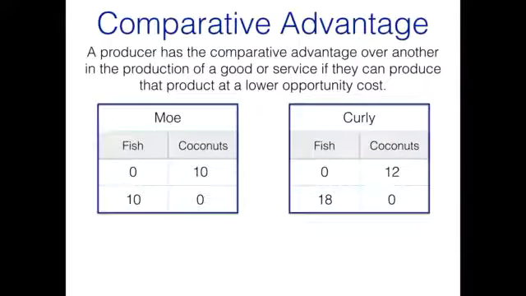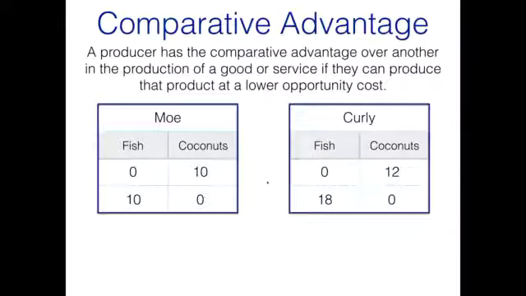Now, if we turn our attention to comparative advantage, a producer has the comparative advantage over another in the production of a good or service if they can produce that product at a lower opportunity cost. So you can see here we have the same table with the same data, but we have to approach this differently. We want to calculate opportunity cost.